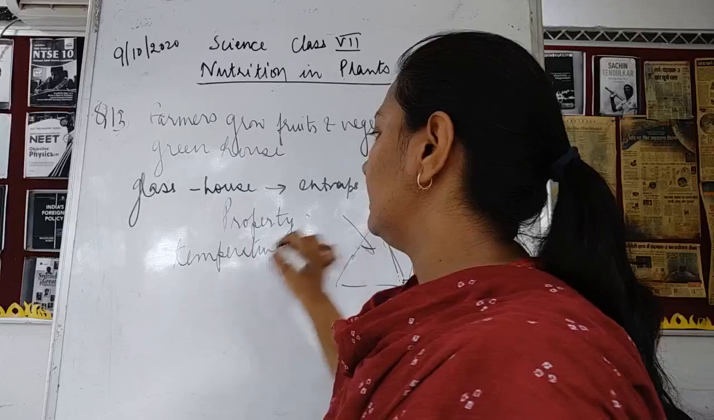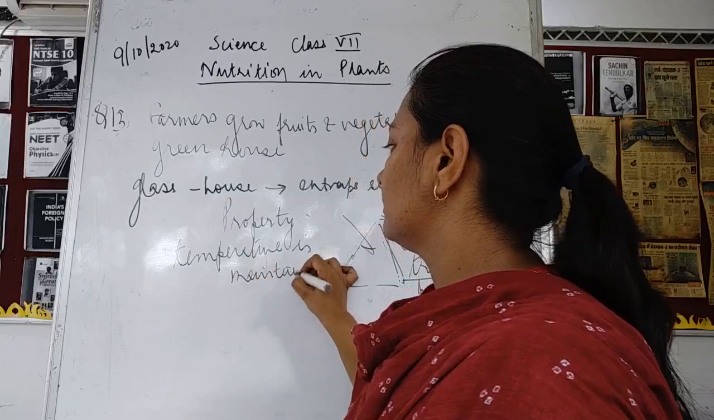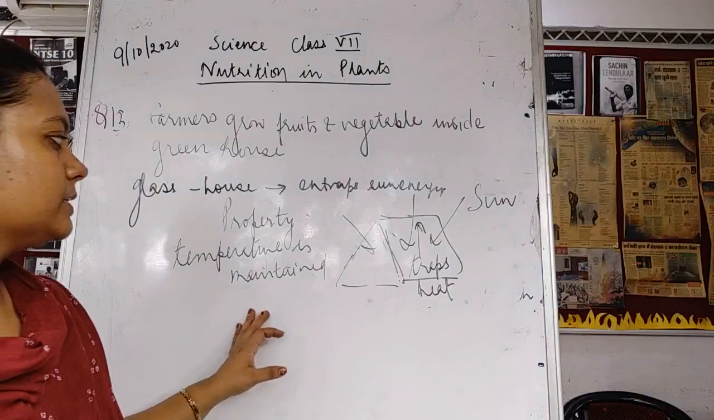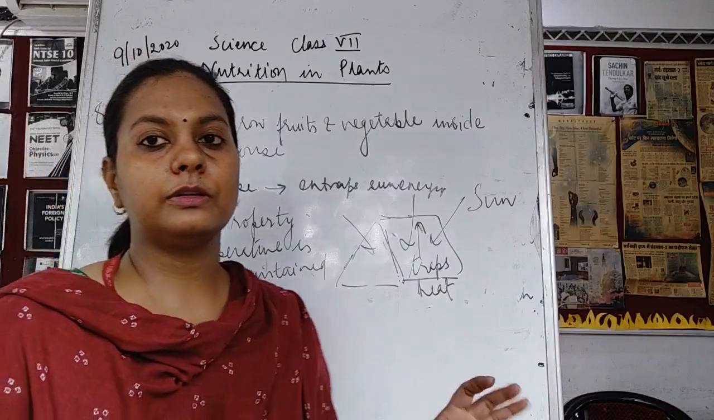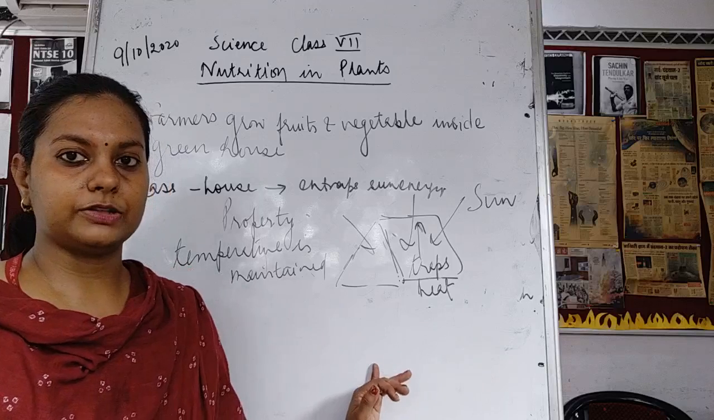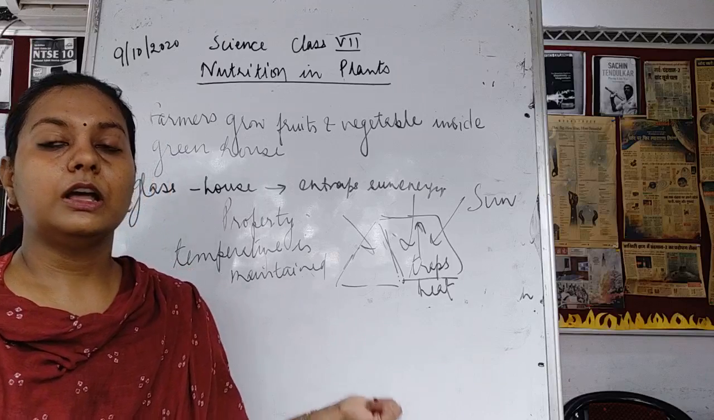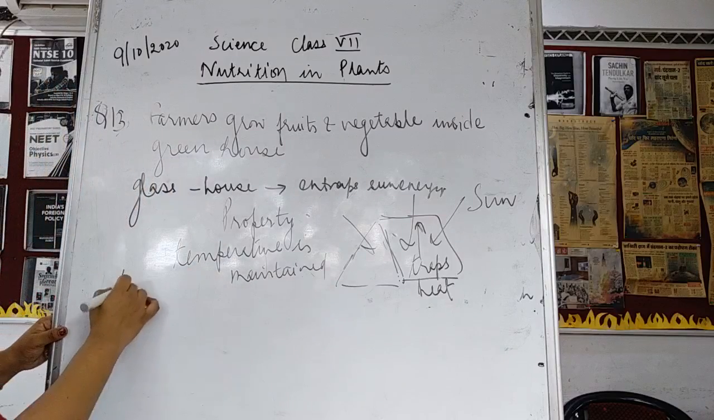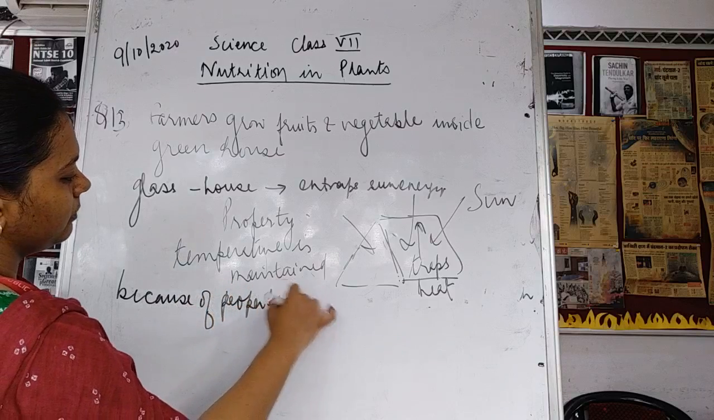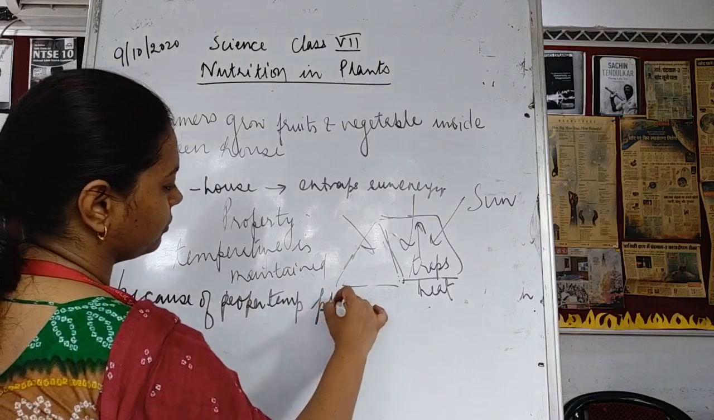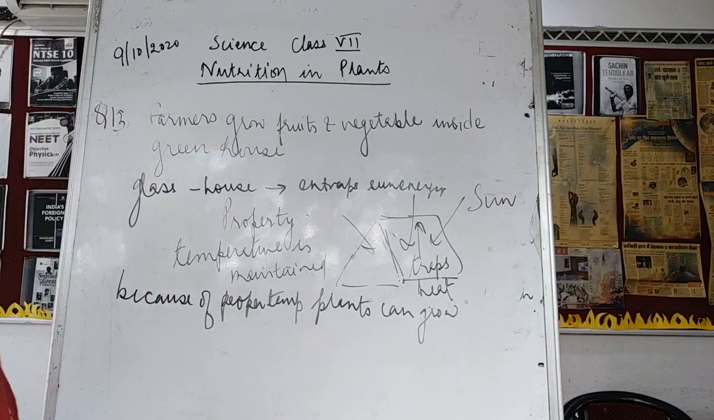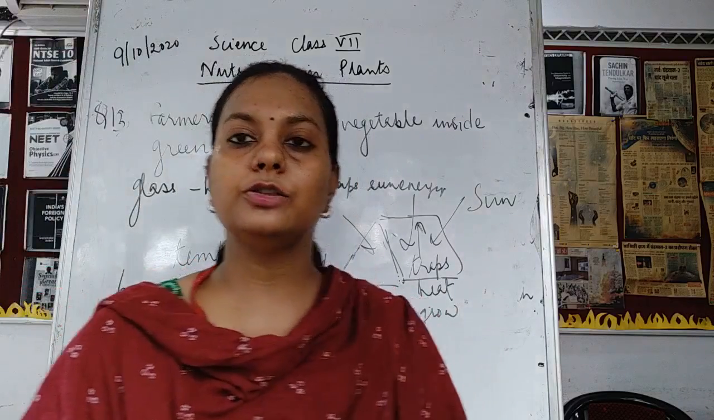Okay, so the temperature is maintained. Because of the maintenance of the temperature, what happens? This is going to entrap the energy, and this is going to be used up. This helps in maintaining the proper temperature. Now, because of the proper temperature, the plants can grow properly, and in any season we can grow the plants. This is the use of this glass house.